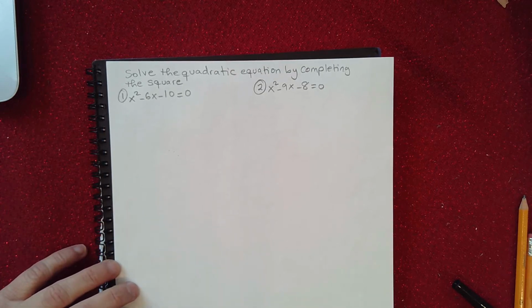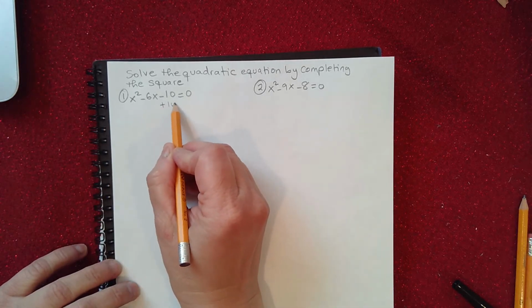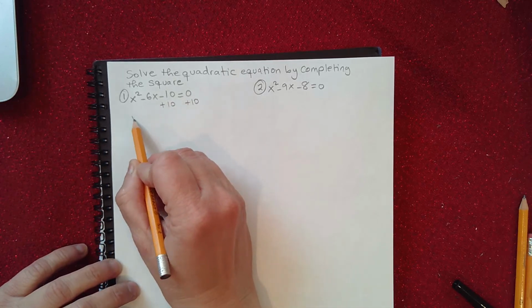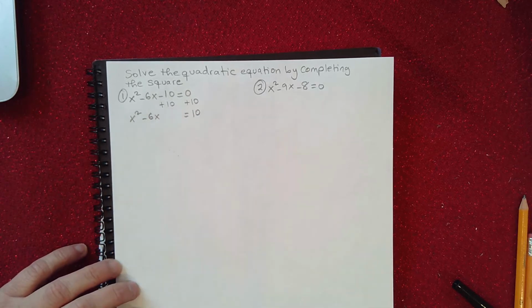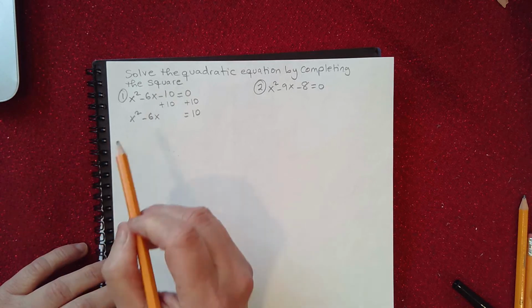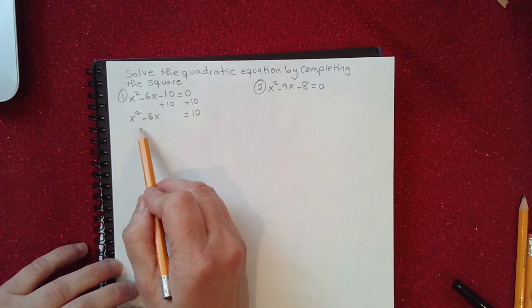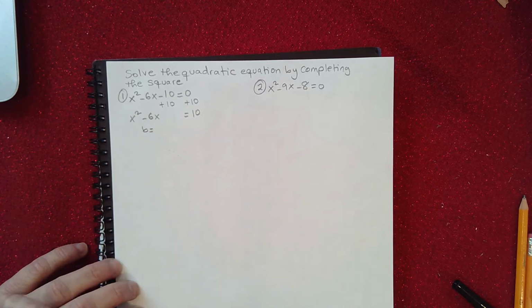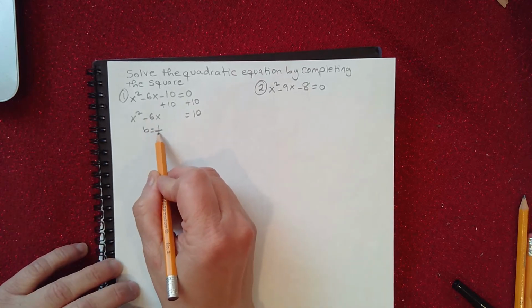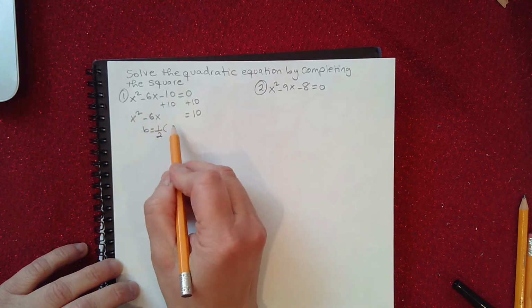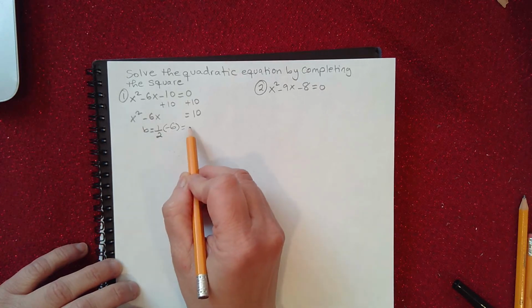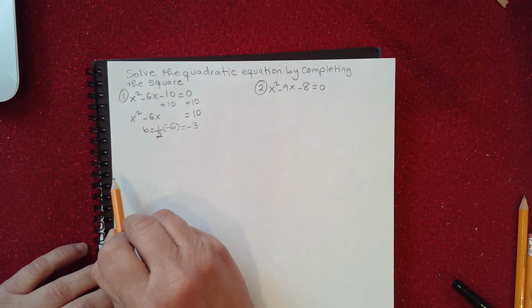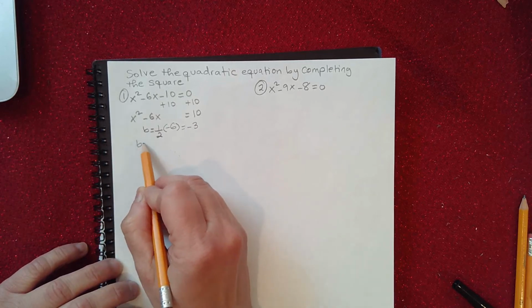To solve by completing the square, I need to take the constant to the other side. So I'm going to add 10 on both sides, and that will give me x squared minus 6x equal to 10. Now, if you recall from the previous examples, b is 1/2 the coefficient of x. So b is 1/2 times -6, so b is equal to -6 divided by 2, which is -3. Okay? So now I have b equal to -3.